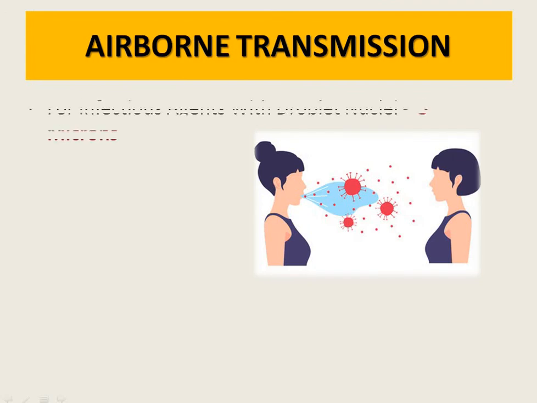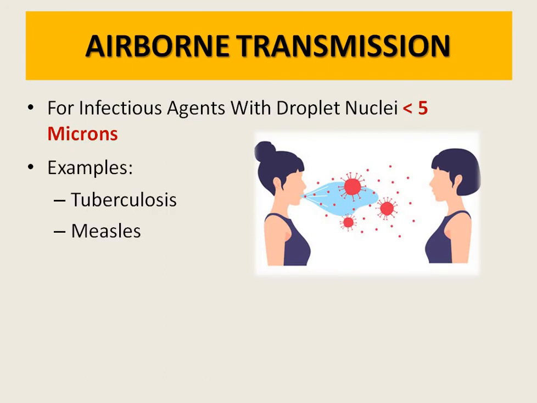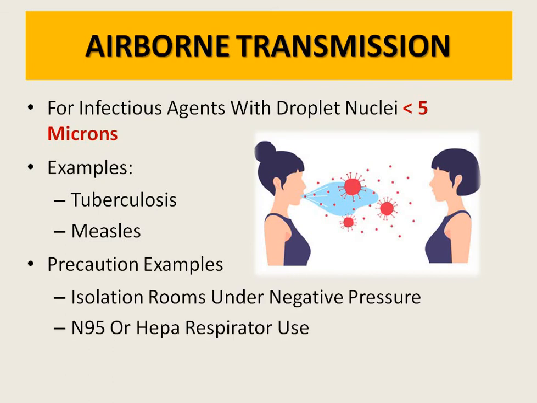So, airborne transmissions are very common, and if the droplet nuclei is less than 5 microns, there are examples like tuberculosis, measles, and we know we are the home of tuberculosis in India. It is very endemic, and these infections can definitely be decreased by using isolation rooms under negative pressure, using N95 or HEPA respirators. This definitely will decrease the infection and definitely increase the health of the people.